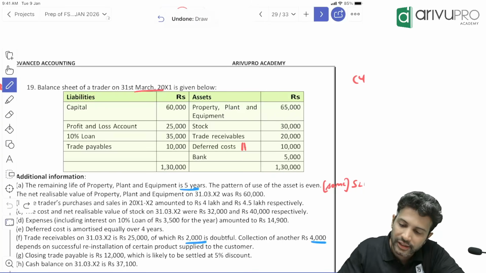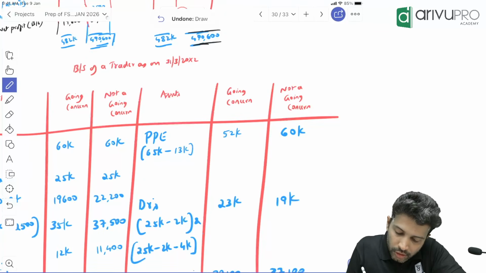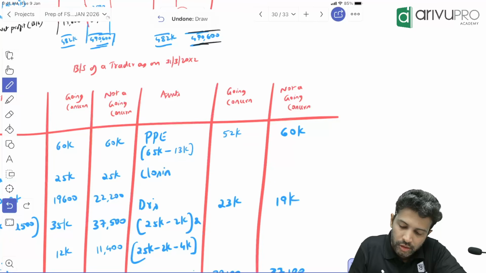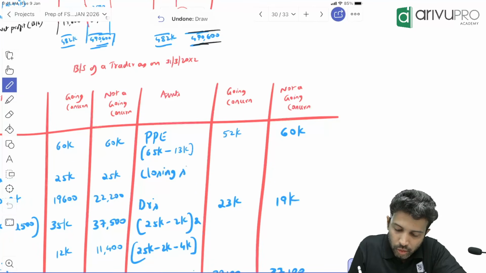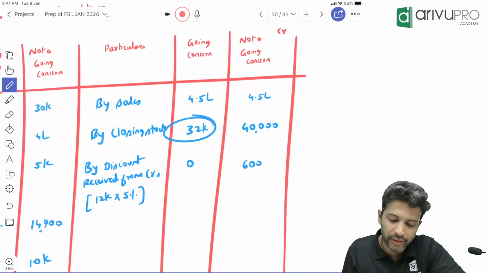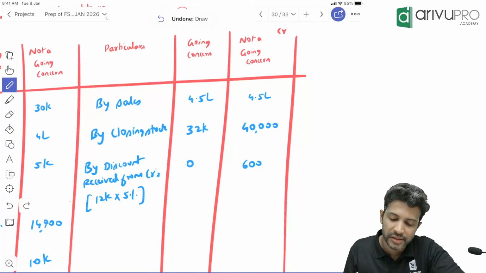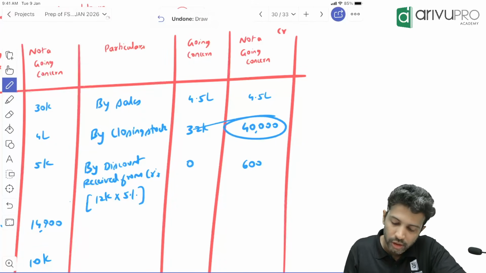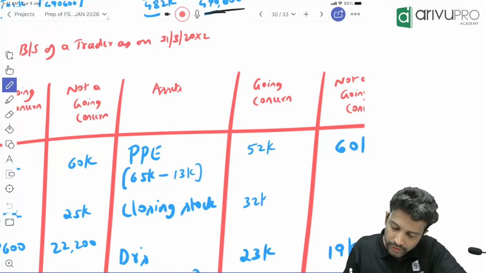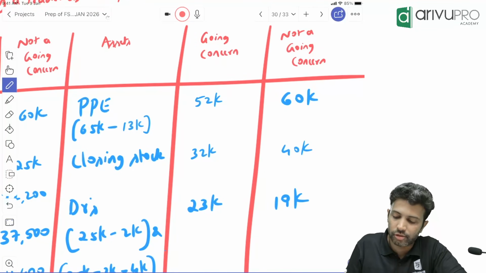Then what are the other assets? Stock. Closing stock, I think we have not yet shown. Closing stock is there in your trading account. Copy from that. Closing stock. If it is a going concern, closing stock will be valued on normal basis, cost or NRV, whichever is lower, which is 32. If it is not a going concern, directly at net realizable value, which is 40,000.